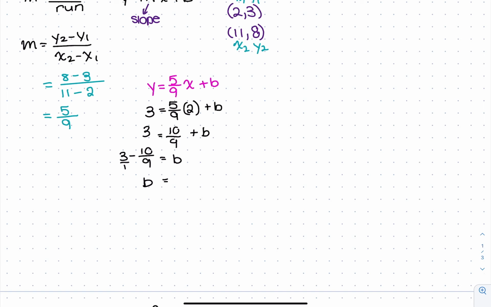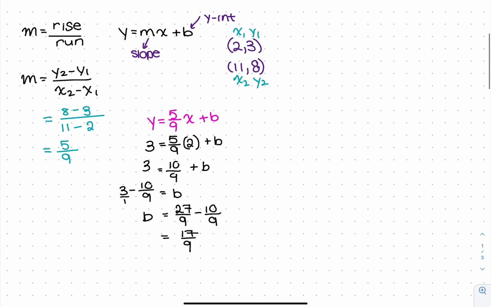So we're going to have to multiply the bottom of the 3 by 9. So that means we need to multiply 3 by 9. So 3 over 1 becomes 27 over 9 minus 10 over 9. Now we just simply do that subtraction, which gives us 17 over 9. Perfect. Last but not least, we need to put everything back in so that we have our final equation.